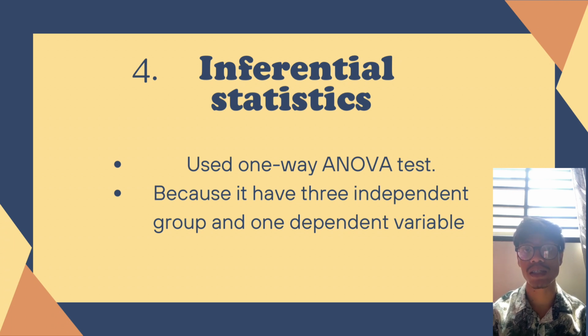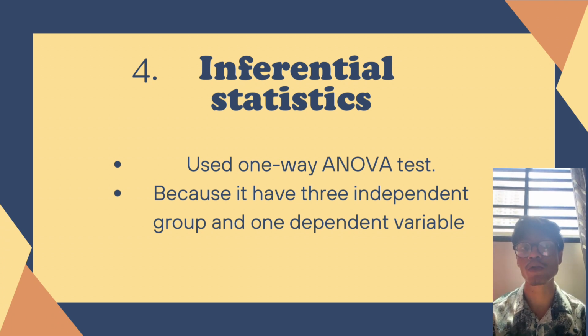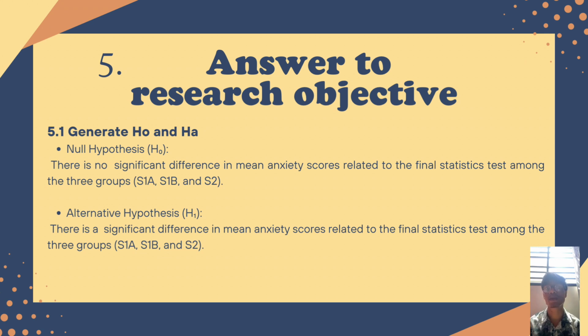For inferential statistics, a one-way analysis of variance or ANOVA was used in this study. This is because the research involved 3 independent groups, namely S1A, S1B, and S2, and one dependent variable, which is the anxiety score. One-way ANOVA is an appropriate inferential test for comparing mean difference across more than 2 independent groups. To address the research objective, 6 main steps were conducted. First, the hypotheses were formulated.